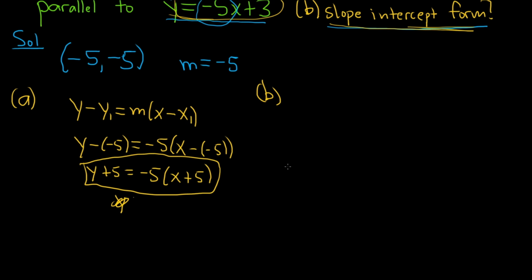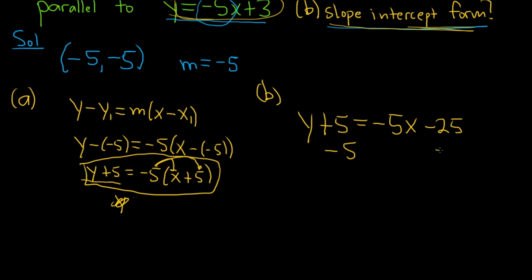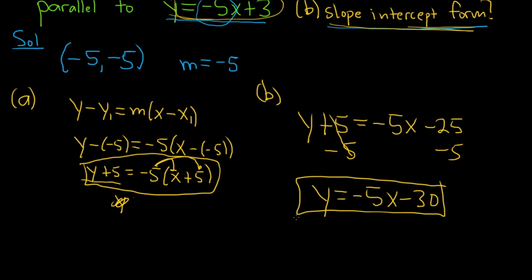So if we were to keep going here, we would get y plus 5. Then we would distribute the -5. So -5 times x is -5x, and then -5 times 5 is -25. Then you just subtract 5 from both sides. So we have y equals -5x minus 30. And this would be the slope-intercept form. And that's it.